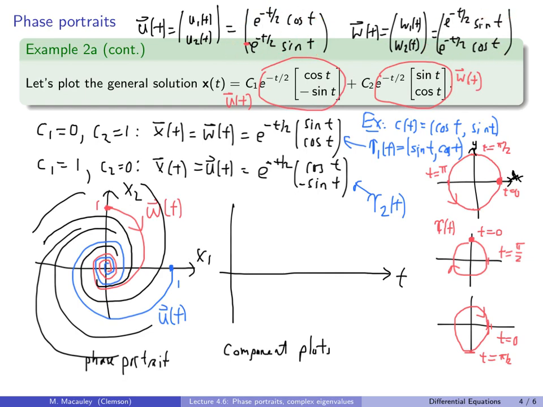It's not too hard to plot these things. You can use a computer. I'll just tell you what they are, and then we'll explain why they are what they are. So w1 of t looks like this. u1 of t, this is 1, is going to look like, I'll use a different color.